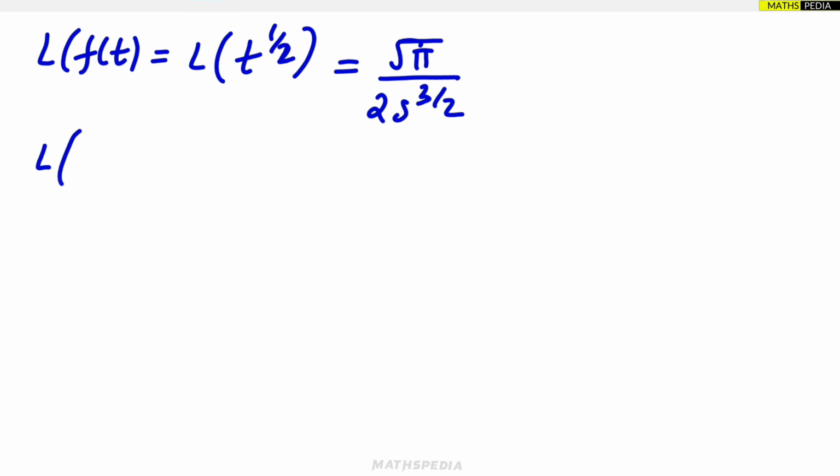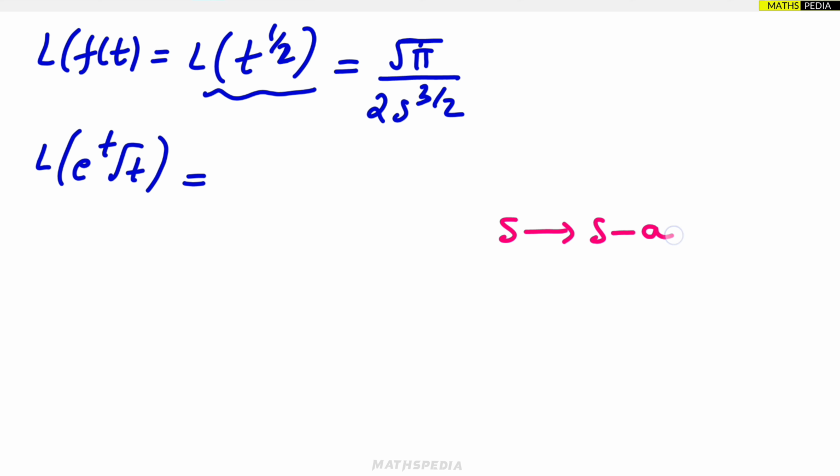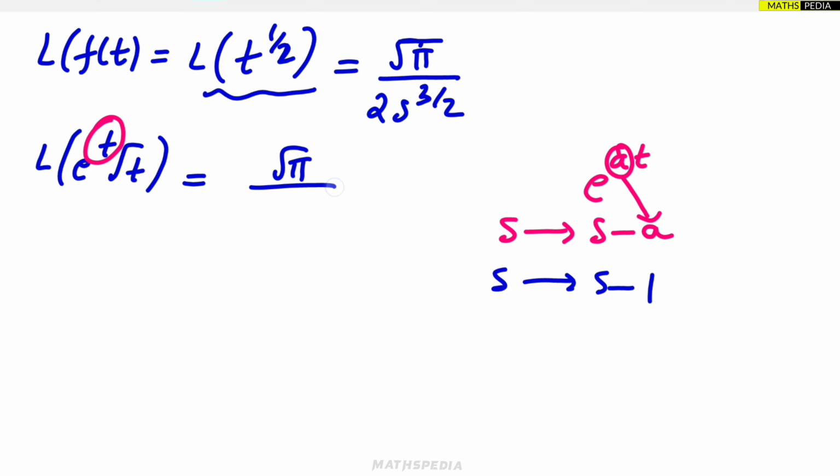Now we have to find the Laplace transform of e power t into root t, right? Root t we have already found out. For e power t, what change will happen? s will be converted into s minus a. Now what is a? We have to see e power at. This is a, nothing but this thing. So in e power at, you can see what the coefficient of t is. It is 1. So s has to be converted into s minus 1. So what change will happen? Root pi by 2 into s has to be written as (s minus 1) power 3 by 2. So this is the final answer.